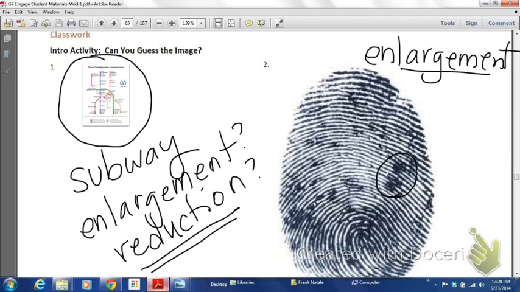Maybe this person had an accident and burnt their fingers. If people's fingers are burnt, the tips of their fingers will lose some of that design, some of that pattern, because it'll all be just kind of singed together. But anyway, this is an enlargement, which might be needed to uncover some detail by a forensics officer or forensics person. And then the subway map over here is of course a reduction.